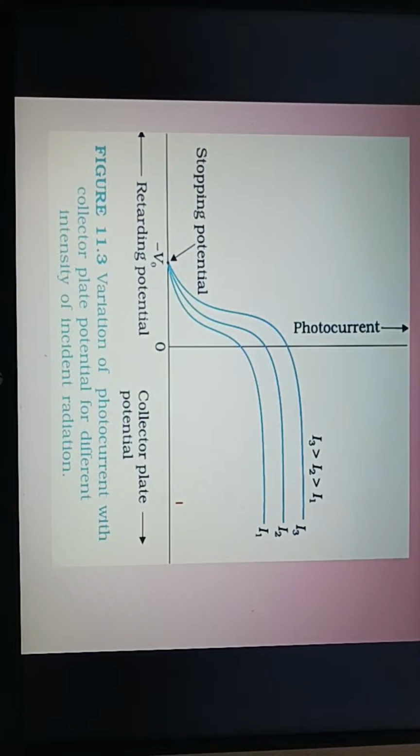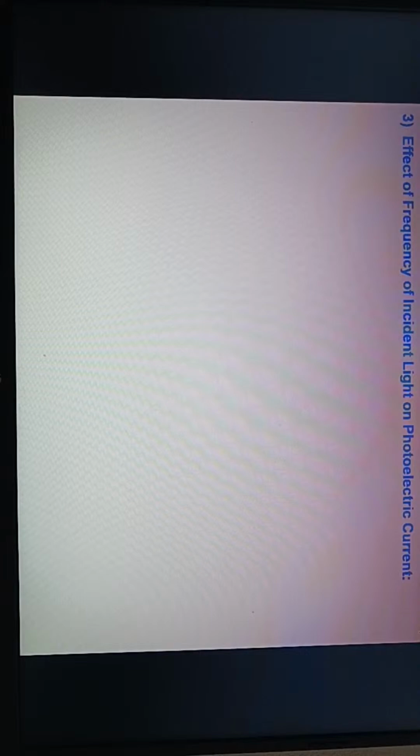What is the x-axis? What is the y-axis? Sir, the x-axis is the retarding potential and the y-axis is photoelectric current. I1, I2, I3 are the intensities, sir. Intensity of what? Intensity of light hitting the photon. Ah, you are making mistakes only. Okay, next.